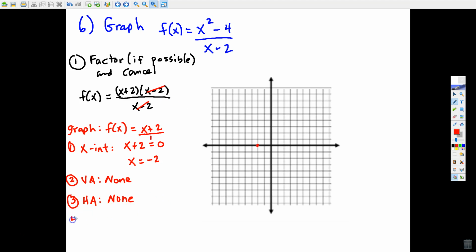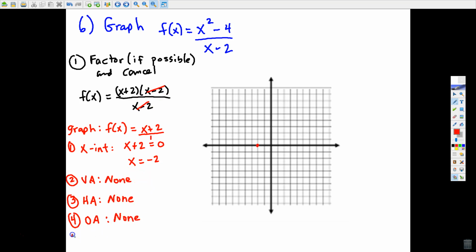Okay, so for oblique asymptotes, 2 things have to be true. One of them here is true. The degree of the numerator is 1 more than the denominator. But the second thing that also has to be true is you can't cancel anything. There can't be any common factors between the numerator and the denominator. Well, that is not true here. Therefore, we don't have an oblique asymptote.